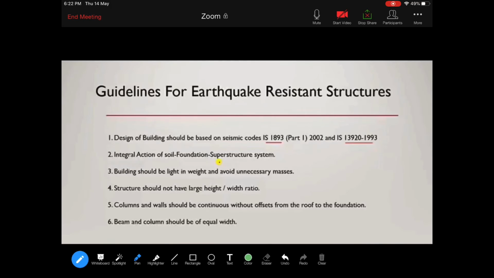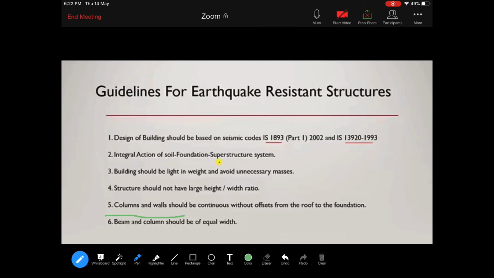So next, structure should not have a large height to width ratio, because if we increase the height of a structure, then buckling also increases, and buckling is very dangerous. So we generally consider a less height to width ratio in design criteria. So this is our criterion: the height to width ratio is taken as low as possible.